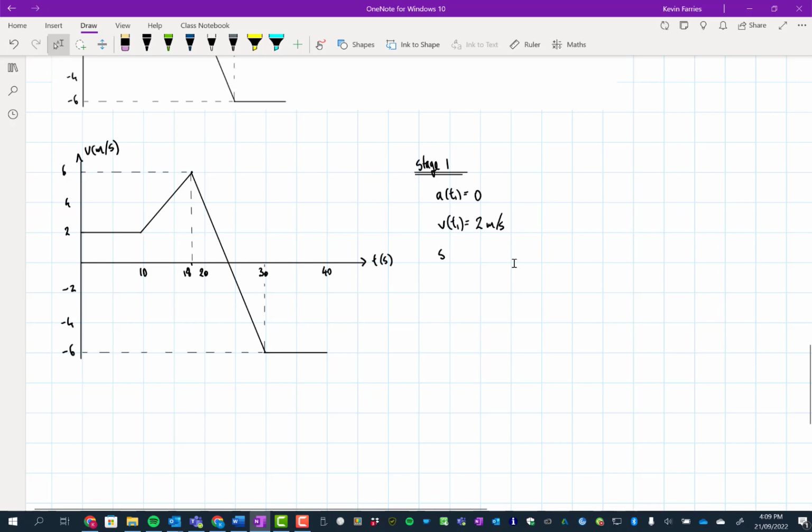And so therefore the distance in stage 1, the equation we want to use is the one for constant velocity. So it's S naught plus V naught times T. So the full equation, if it wasn't constant velocity, would be half A naught T1 squared, where T1 is the time from the start of stage 1, but the acceleration is 0, so this term disappears.